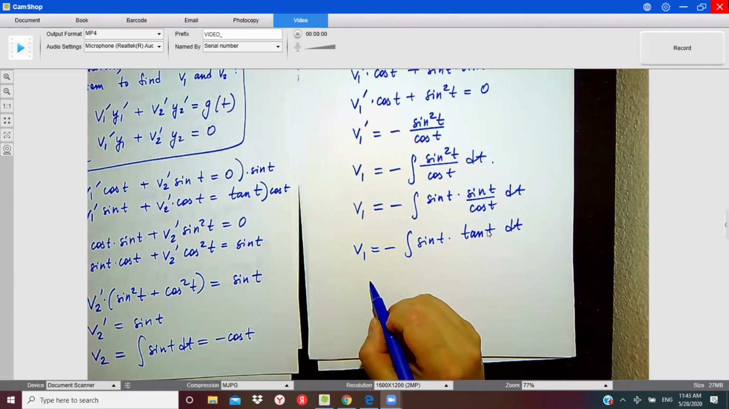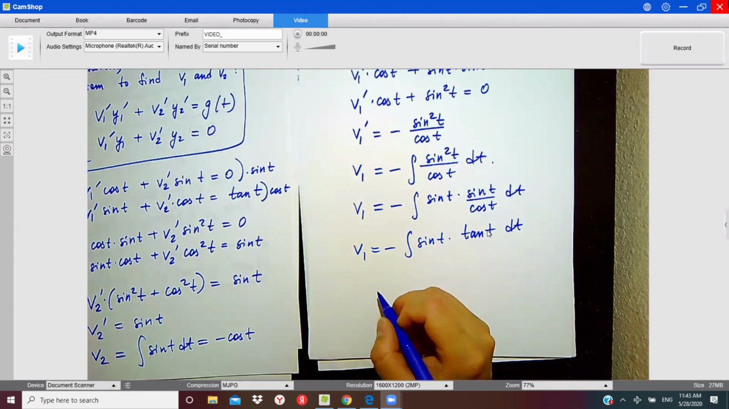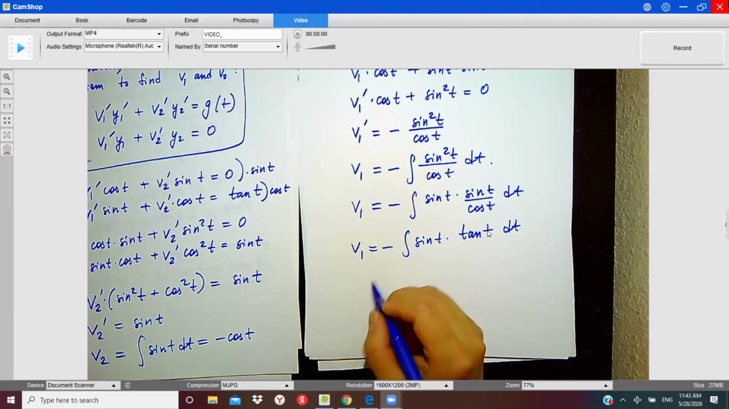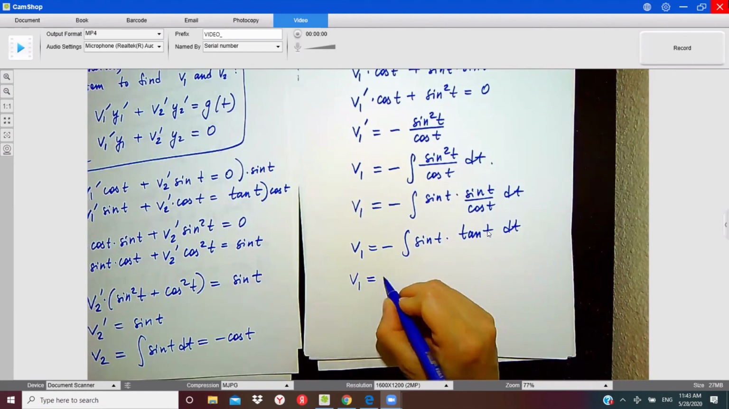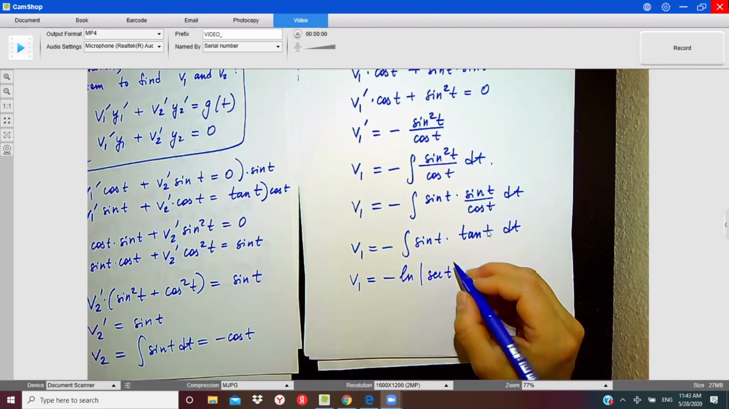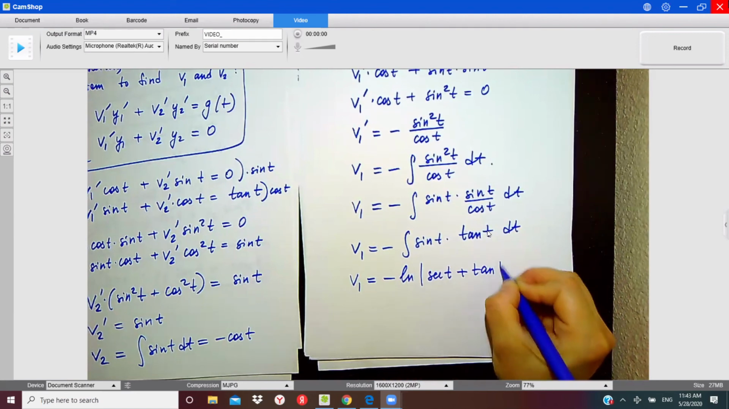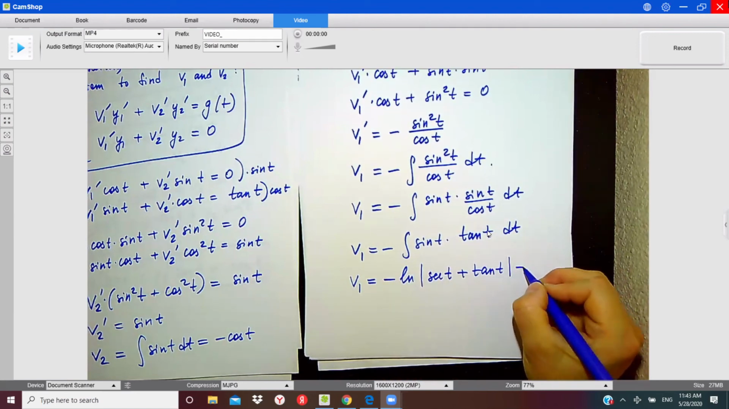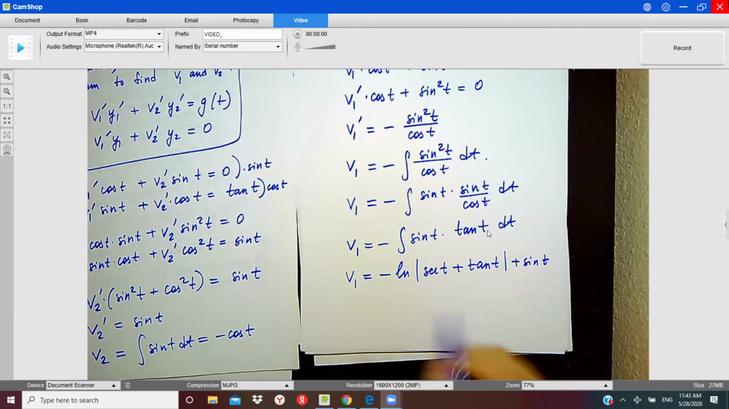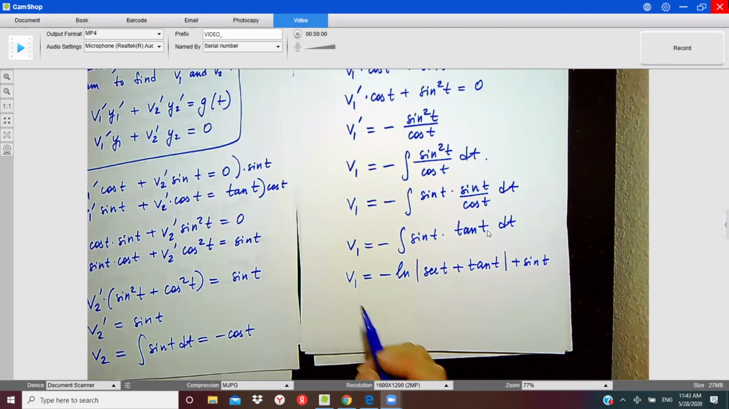So we can use one of the formulas of integration to find this. So we have v sub 1 equals negative ln absolute value secant t plus tangent t plus sine of t, plus constant of integration, but we're not going to worry about that right now. So once you have v sub 1 and v sub 2, you're ready to write your final answer.